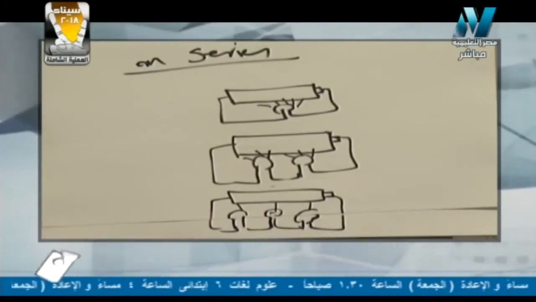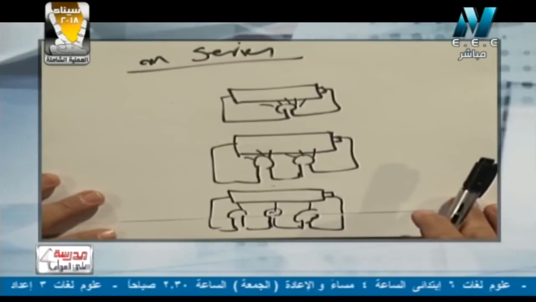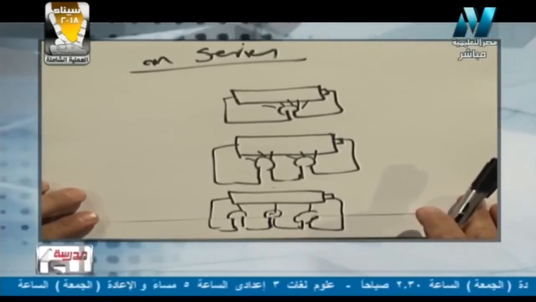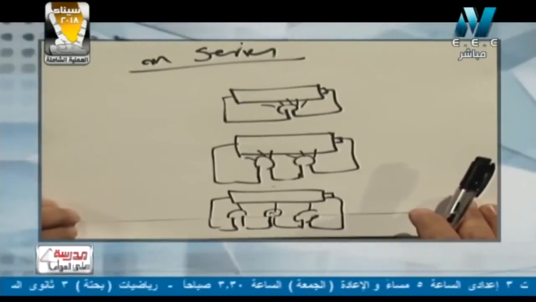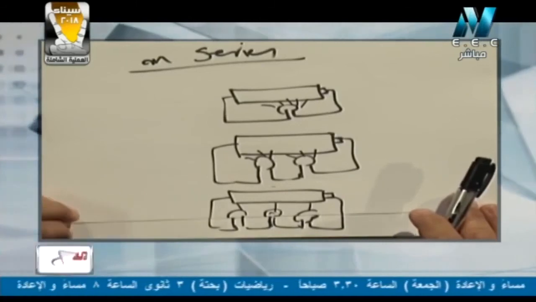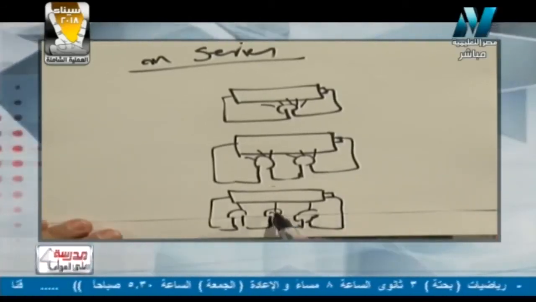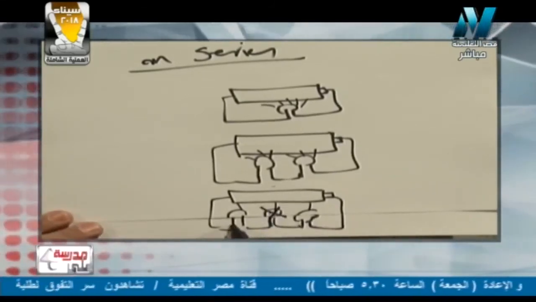يبقى on series توصيل أو طريقة توصيل لكن مش مفضلة لأنها فيها مشكلتين. المشكلة الأولانية by increasing the number of lamps، لما بزود الإضاءة ده intensity of light will decrease، يبقى لما بزود عدد اللمبات الإضاءة بتقل. المشكلة الثانية if I unscrew، لو فكيت لمبة منهم all the lamps will turn off، كل لمبات هتطفي.